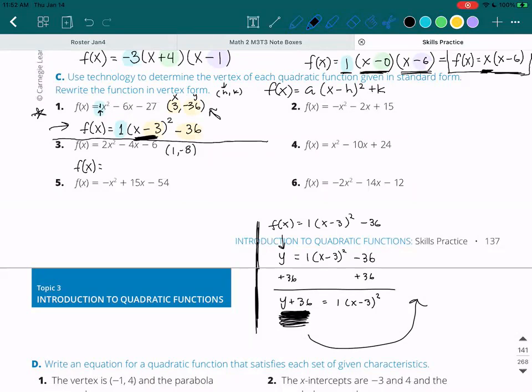f of x is equal to, what should our a value be? 2. 2, good. It's the number in front of your x squared. So I'm going to put that 2 over here. And then we have parentheses x. And then we want the opposite of this guy. So it's a positive 1, we want to say minus 1. And don't forget to square it. Very important that you square it. So x minus 1 squared.